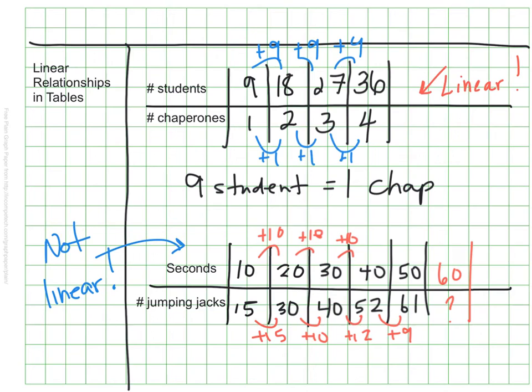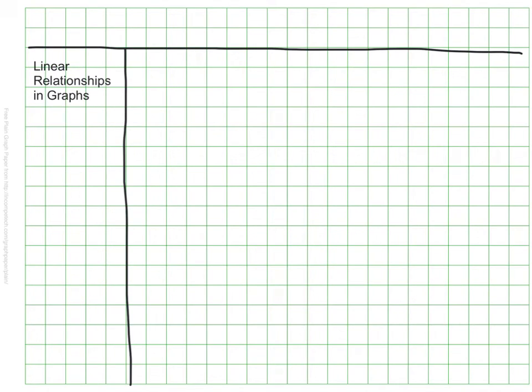For this to be a linear relationship in a table, the values for both variables should be growing at a consistent rate. We saw that with our chaperones, but not with our jumping jacks. Linear relationships are especially easy to see in graphs. The name linear probably gives it away.